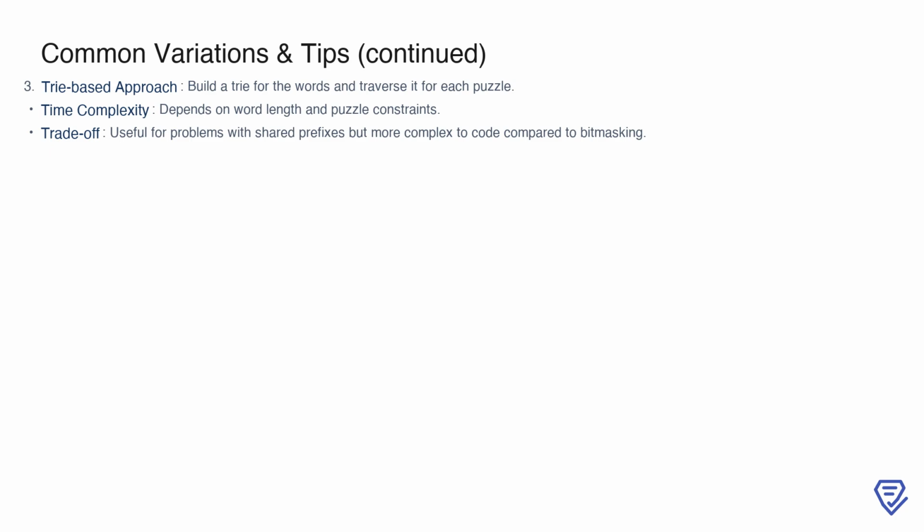Another alternative to consider is a tree-based approach. In this method, you build a tree structure for the words and traverse it for each puzzle. This can be particularly useful if there are shared prefixes among the words, as it allows you to process multiple words efficiently. However, the time complexity for this approach depends on the length of the words and the specific constraints of the puzzles. While a tree can be a powerful tool, it is generally more complex to implement compared to bit masking. Choosing between these methods ultimately depends on the problem constraints and the trade-offs you're willing to make.